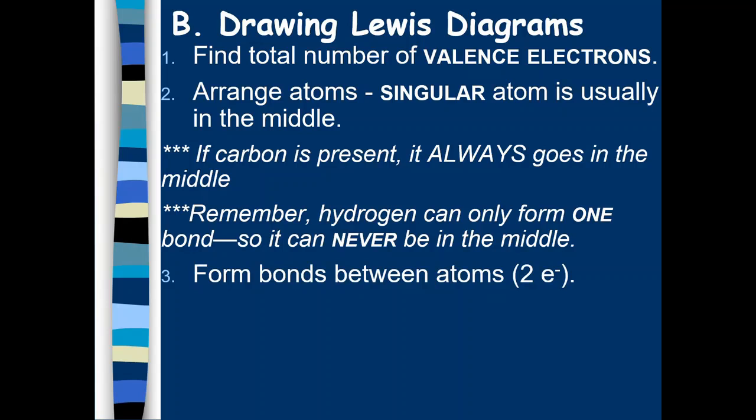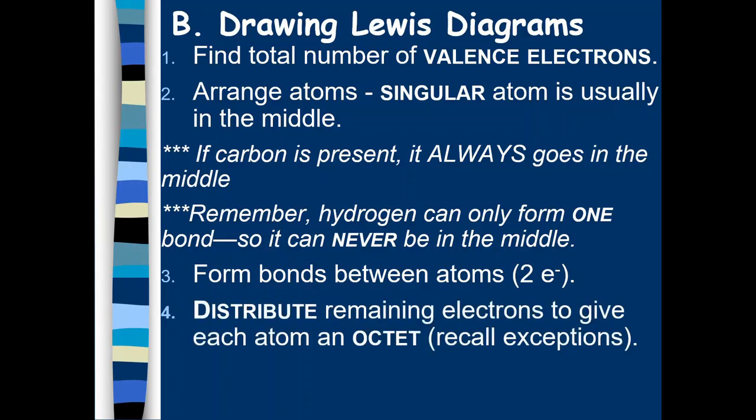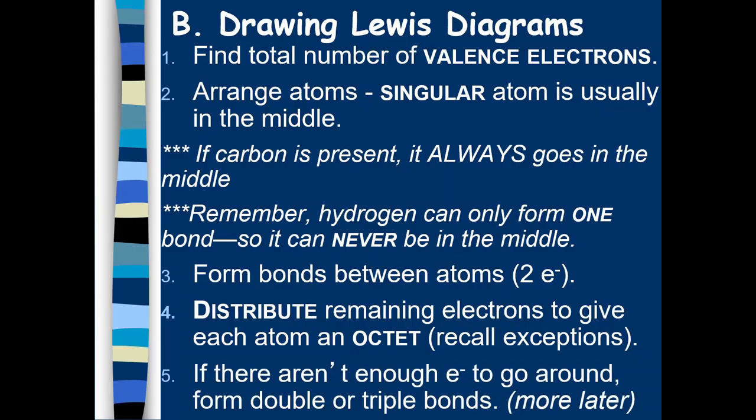Next, form bonds between the atoms. And covalent bonds are made up of 2 electrons. Next, distribute the remaining electrons to give each atom an octet, except for those exceptions: hydrogen, beryllium, and boron. Lastly, if there aren't enough electrons to go around, you may need to form double or triple bonds, and we'll look at those examples later.